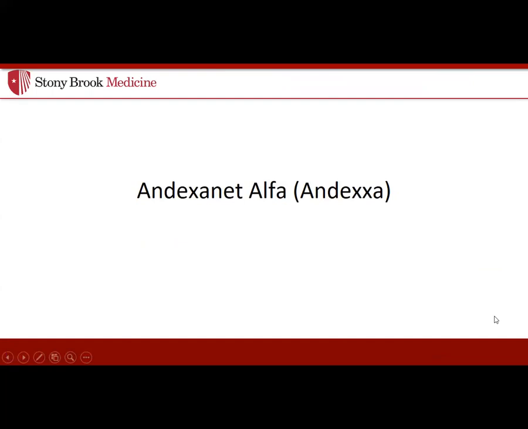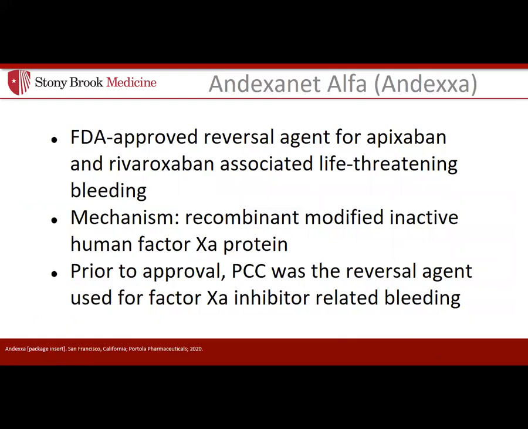So the big reversal agent for factor Xa inhibitors is andexanet alfa, or Andexxa. This is the FDA-approved reversal agent specifically for apixaban and rivaroxaban. It's a modified inactive human factor Xa protein. Before this came out, the only available reversal agent for these drugs was PCC. As these drugs have become more popular because of the draw of being oral, taken at home, and having no need for routine coagulation testing, it was important for this drug to come out because PCC was the only nonspecific reversal agent that we had.